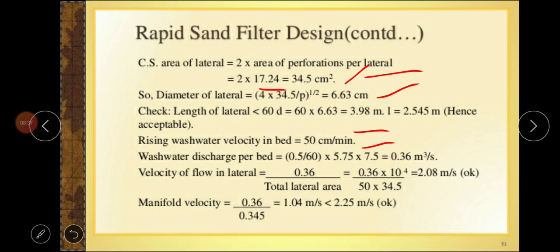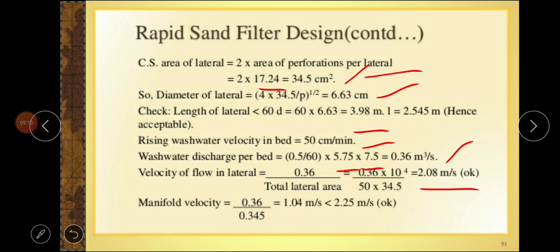Wash water discharge per bed is equal to 0.5 divided by 60, that is in terms of minute, into 5.75 into 7.5, is equal to 0.36 meter cube per second. The velocity of flow in lateral is equal to wash water discharge per bed divided by total lateral area. The wash water discharge per bed is 0.36 into 10 to the power of 4 divided by total lateral area, 50 into 34.5, is equal to 2.08 meter per second.